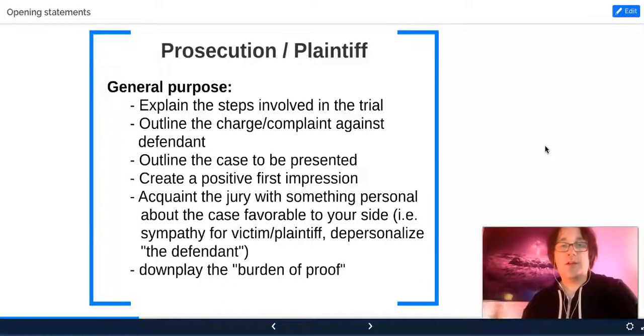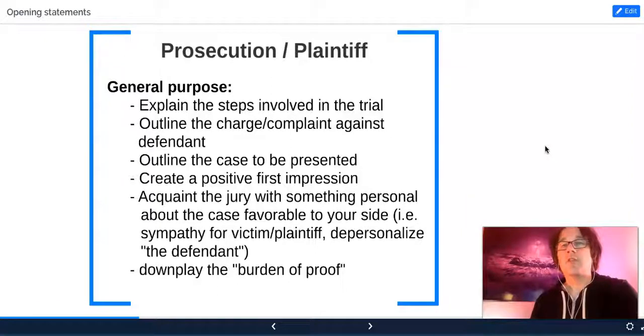You also want to acquaint the jury with something personal about the case that's favorable to your side. So a common tactic is to create sympathy for the victim or for the victim's family. So you want to, in your opening statement, play up the pain and suffering that the victim or the victim's family or loved ones is going through.